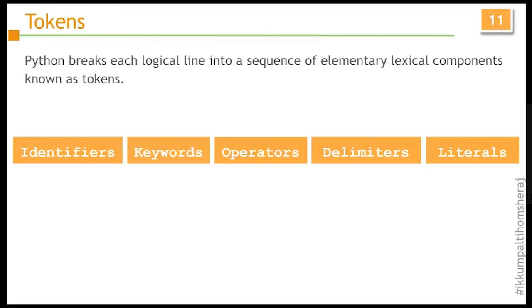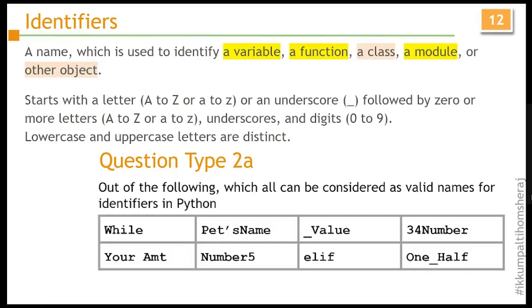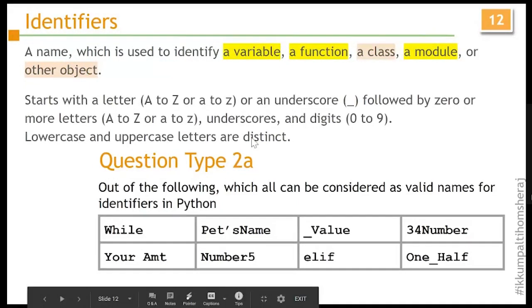Now I am going to tell you how that earlier explanation of mine was true. Just notice this kind of explanation: a name which is used to identify a variable, a function, a class, a module, or other object. Just notice here, there are 3 things marked with yellow and 2 things marked with pink. The things marked with yellow are those known to them, and that is why when they are writing their answer, we are telling them this definition.